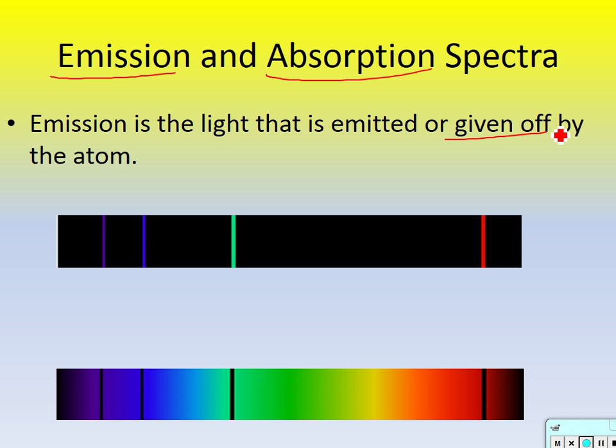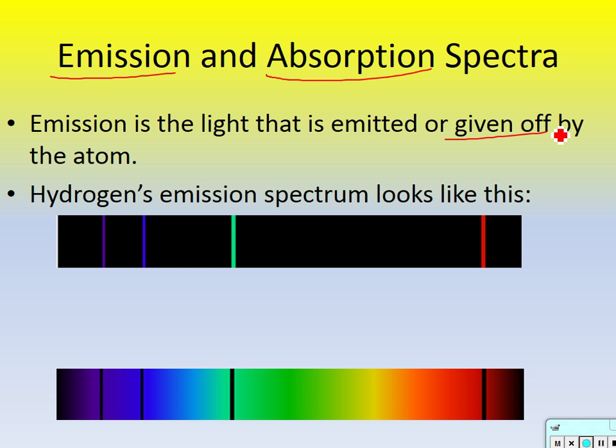Give off. So it's what's emitted. So if we look at the emission spectrum of hydrogen, it gives off 4 different bands or wavelengths of light. That's what's given off. You'll see the background is black, but it gives off 4 different colors of light. So that's what's emitted from a hydrogen atom.